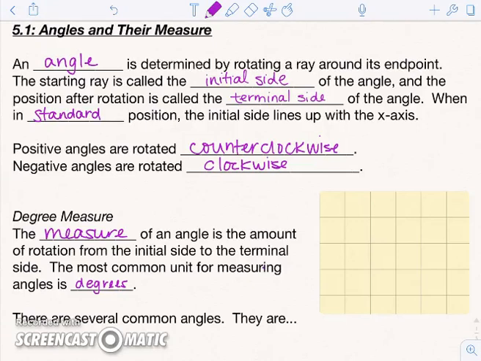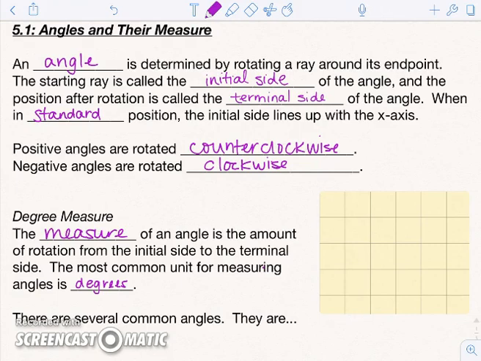Chapter 5 has to do with the unit circle, angles, trig functions, how everything is related. So to get started, we're just going to start with 5.1, which is a basic intro to angles and their measure. So an angle is determined by rotating a ray around its endpoint. The starting ray is called the initial side of the angle, and the position after rotation is called the terminal side of the angle.